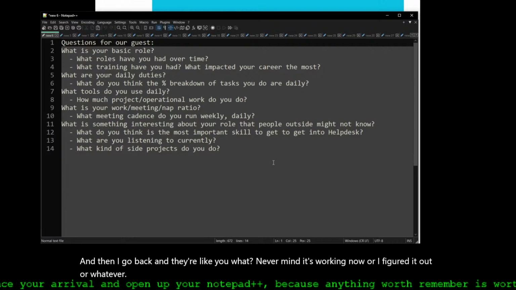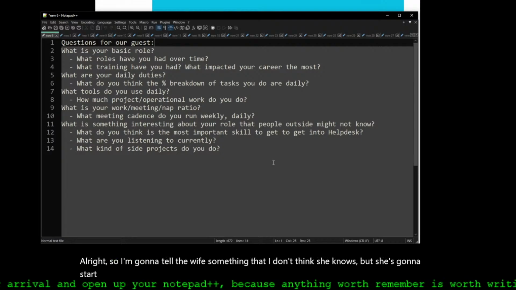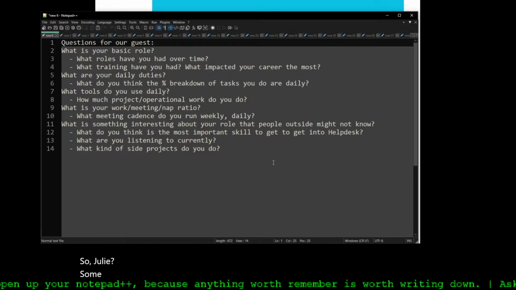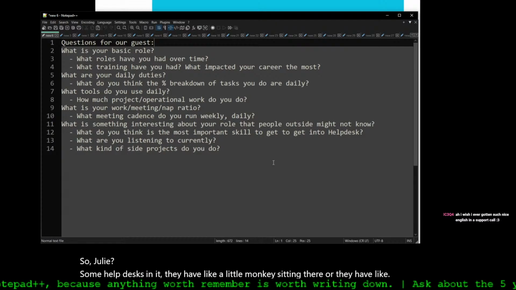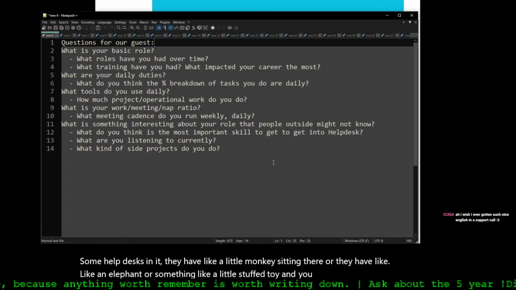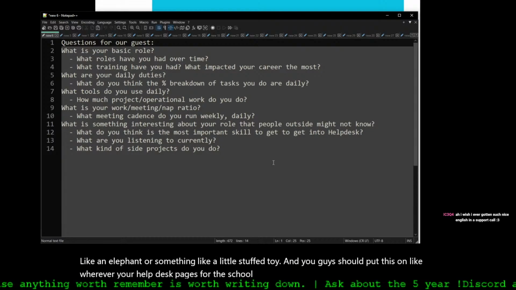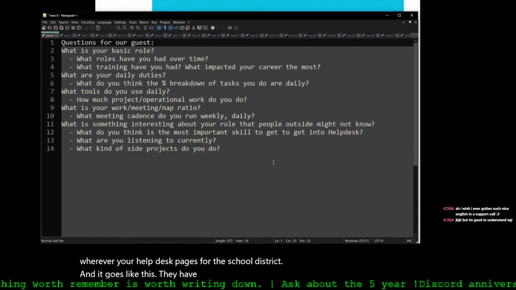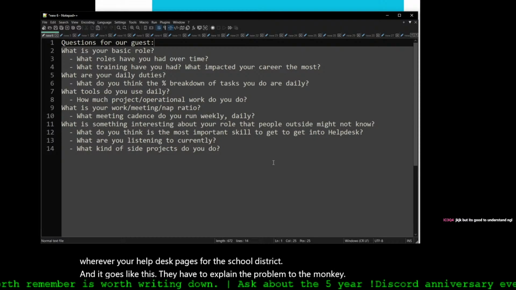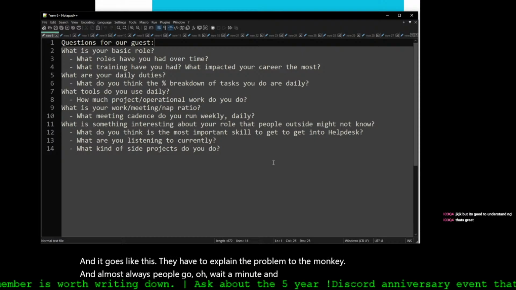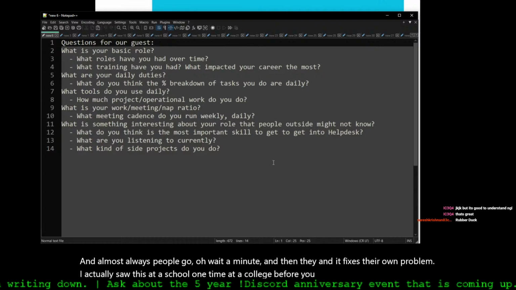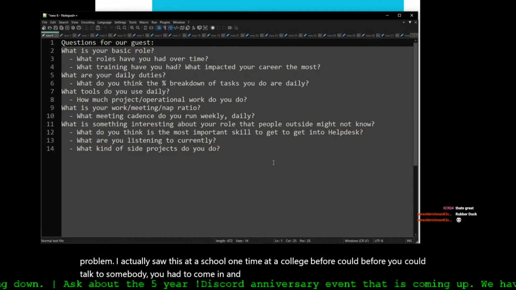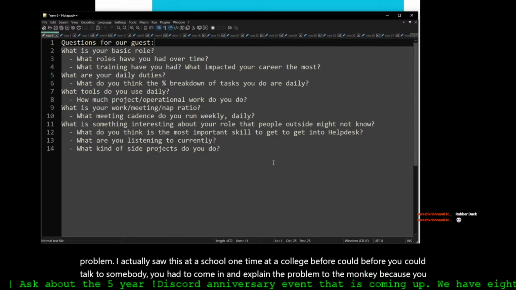All right, so I'm going to tell the wife something that I don't think she knows, but she's going to start using this now. So, Julie, some help desks in IT have a little monkey sitting there, or an elephant or something, like a little stuffed toy. You guys should put this wherever your help desk page is for the school district. They have to explain the problem to the monkey. And almost always people go, oh, wait a minute, and then it fixes their own problem. I actually saw this at a college one time. Before you could talk to somebody, you had to come in and explain the problem to the monkey, because you would almost always find, oh shoot, that's what I did wrong, and then you'd walk out.